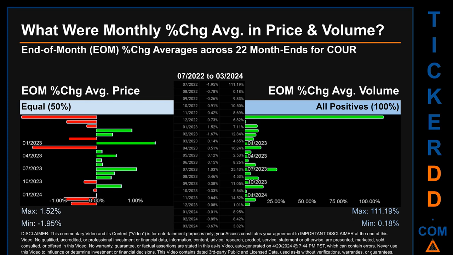From 07/2022 to 03/2024, there was an equal split of monthly percentage change in price across 22 month ends. In terms of volume, 22 out of 22 month ends had a positive percentage change. That is 100% of month ends saw a positive percentage change in average volume. Price saw an end-of-month max of 1.52% in average percentage change along with a minimum of -1.95%. For volume, the maximum and the minimum monthly percentage change were respectively 111.19% and 0.18%.